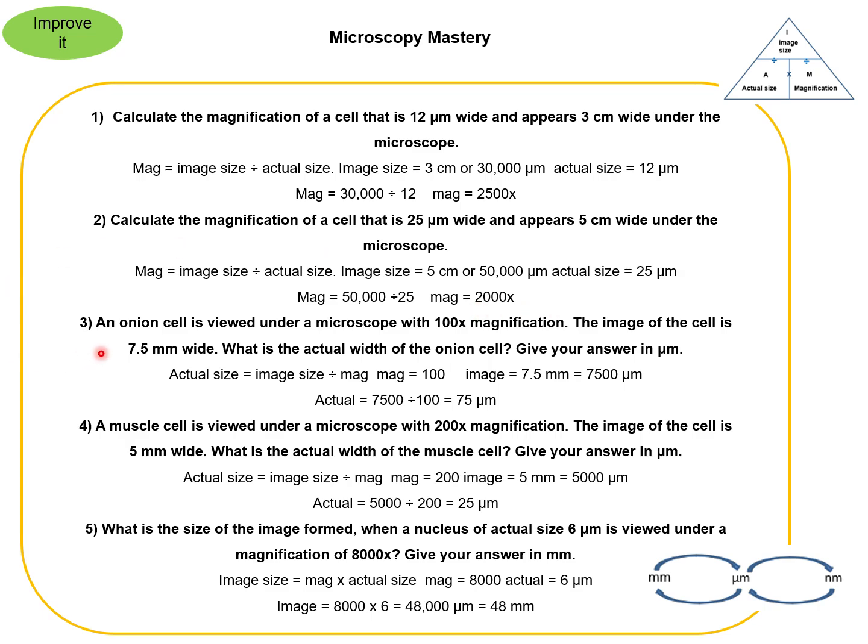Number 3, an onion cell is viewed under a microscope with 100 times magnification. The image of the cell is 7.5 millimeters wide. What is the actual width of the onion cell? Give the answer in micrometers.